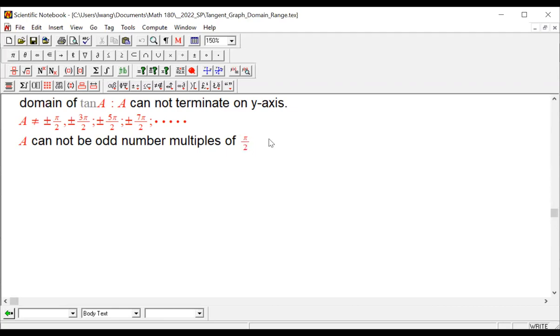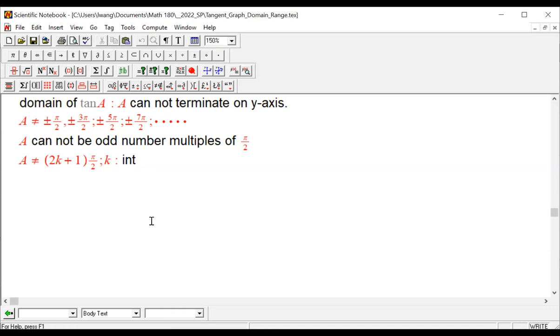A cannot be odd number multiples of pi over 2. But how do we express odd number multiples? How do we express odd number? Okay, this is how we express odd number. So A cannot be an odd number, which can be expressed as 2k plus 1 (2k minus 1 works too) times pi over 2, where k can be any integer.